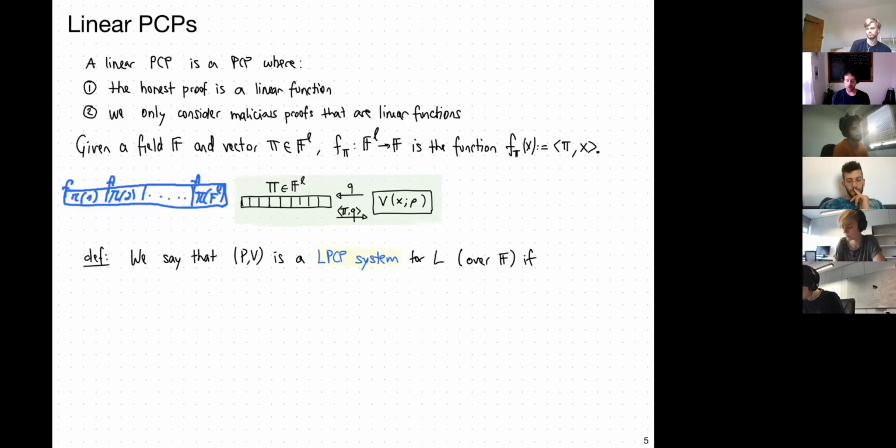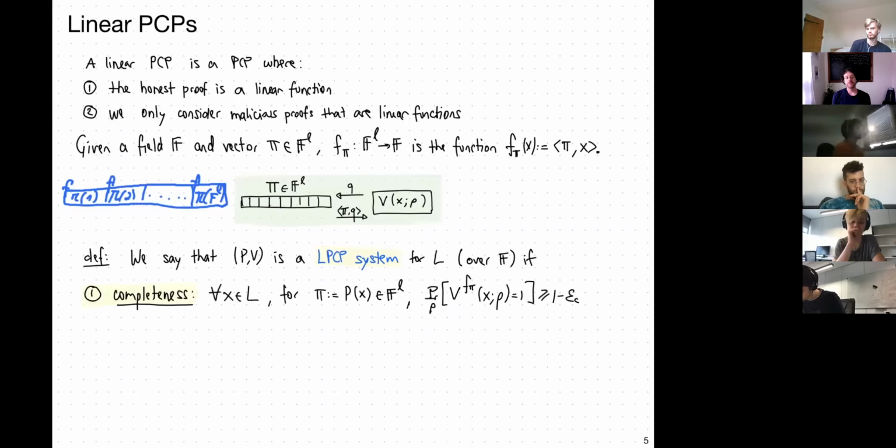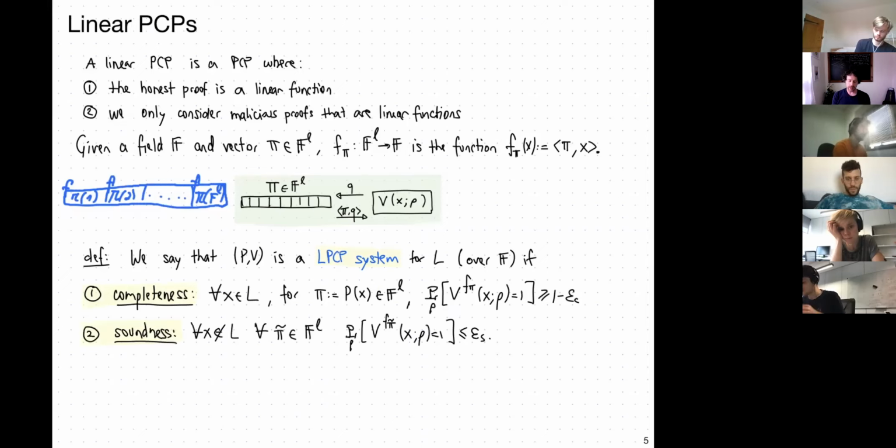Okay, so the formal definition of an LPCP, or linear PCP, would just be what you expect. If we have an X in the language, if we have a 3-colorable graph, then there exists some proof, some coded coloring, such that we will accept with high probability. Otherwise, for any proof, we will reject. We will only accept a false proof with a tiny probability.